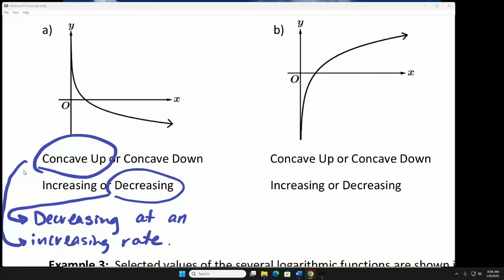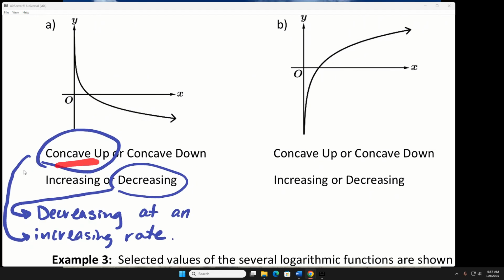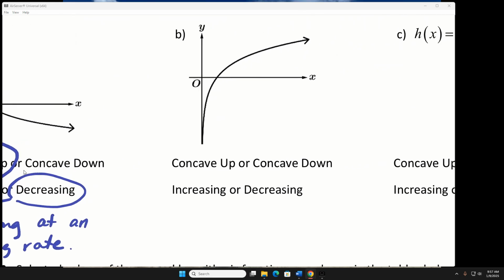But you don't even have to think about that. If you can just remember concave up is an increasing rate, and concave down is a decreasing rate. That's all you have to think of without even looking at the graph. All right, let's look at B.